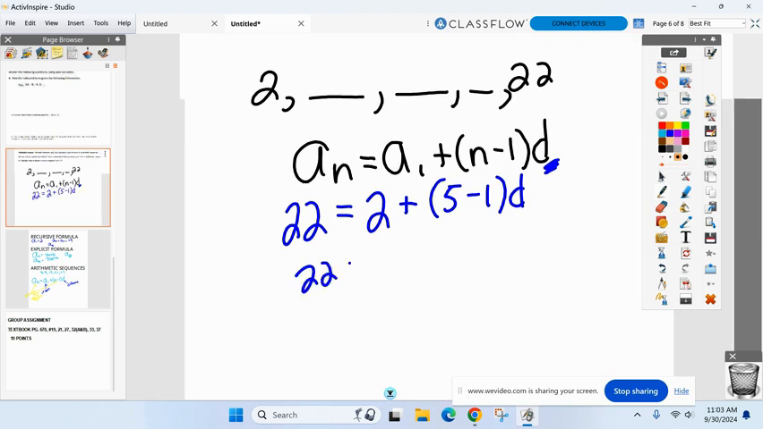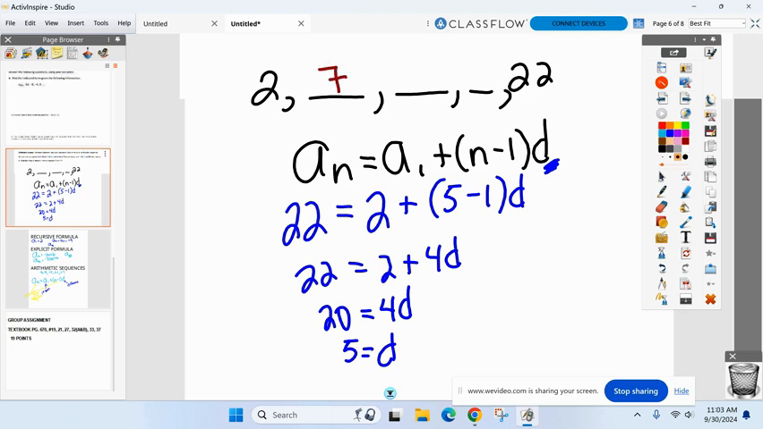So we got 22 equals 2 plus 4d. Move the 2 over, you get 20. So d equals 5. Now use it to find the missing 3 numbers. What do I do with that 5 now? Add it to 2 and you get 7. Add it again, 12. 17. And you better get 22 at the end. Look at that. These are my 3 numbers in the middle.